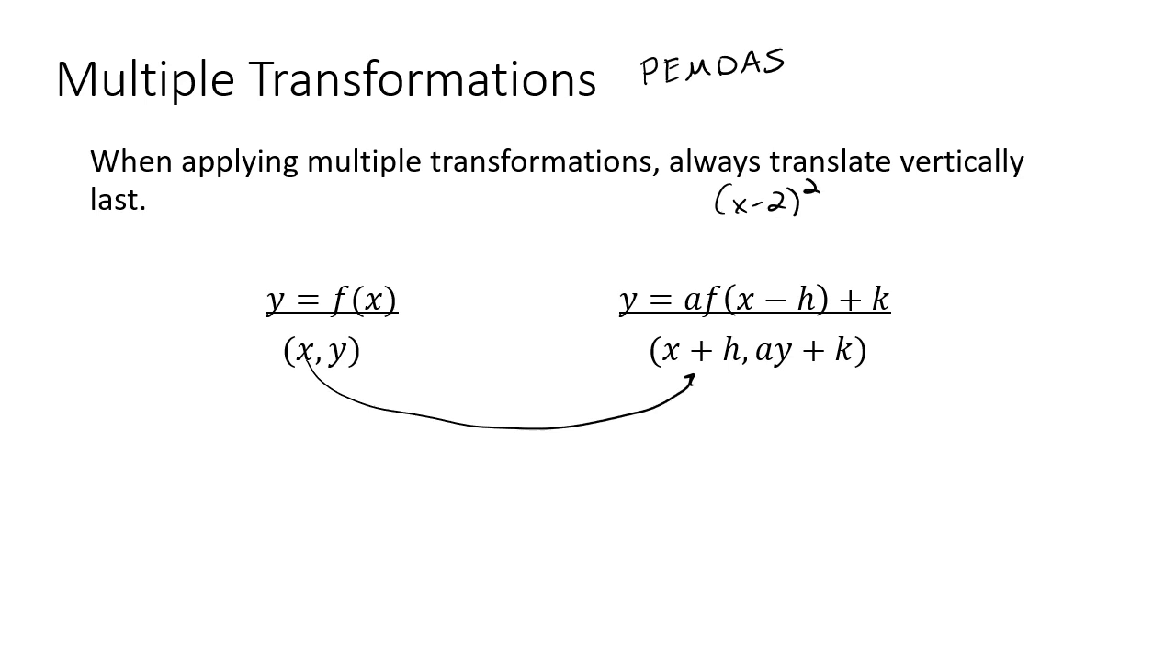x values. And then for your y values, that's what the other two letters affect. You multiply by a, and then you shift it up or down. You add k. So with that said, let's take a look at some examples involving transformations.